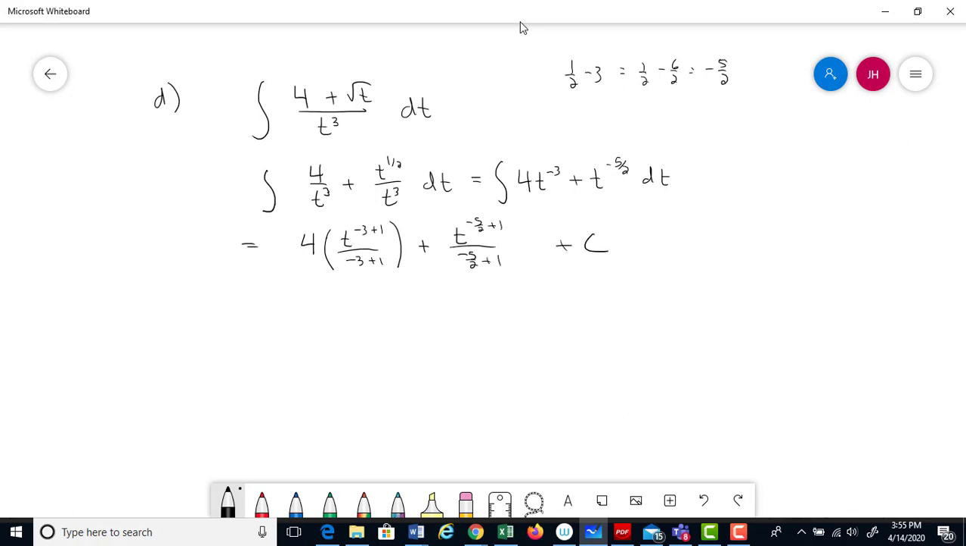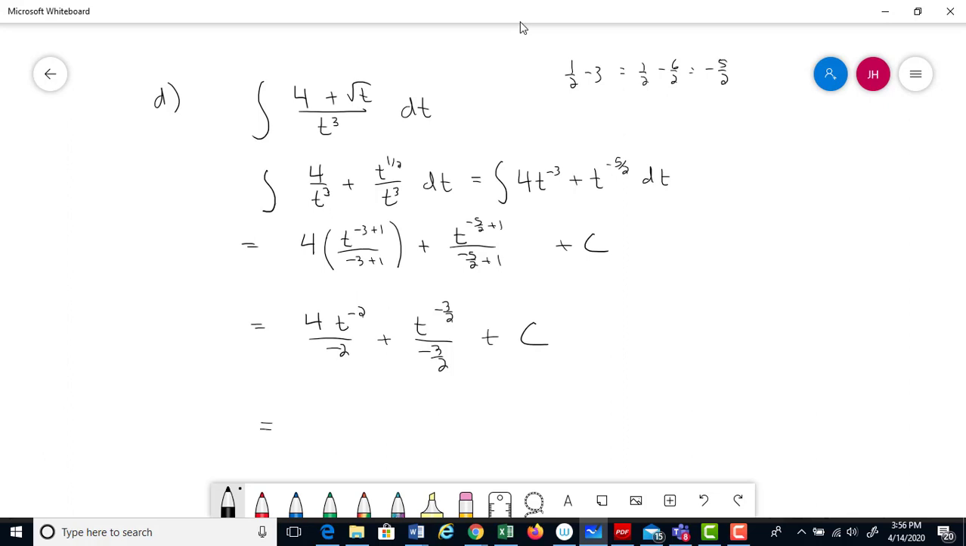Now, I know you can do these things in your head. I just want to write it out. So this is going to be 4 t to the minus 2 all over minus 2 plus... Well, this is the same thing as 2 over 2. So this is t to the minus 5/2 plus 2 over 2 is going to be minus 3/2 all over minus 3/2 and plus c.